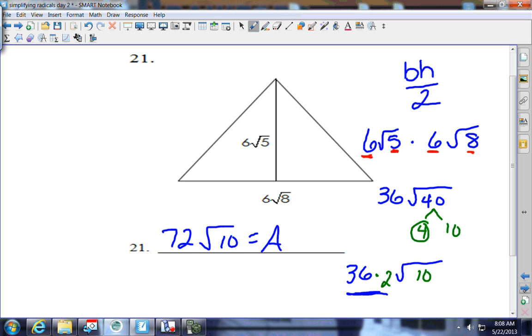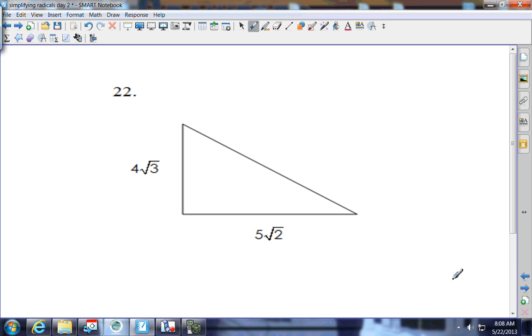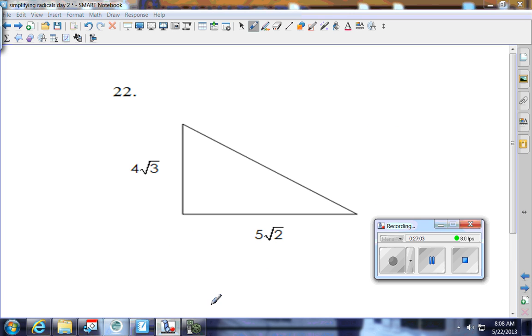Try number 22. Doing the same thing. And then you can go back to the other problems.